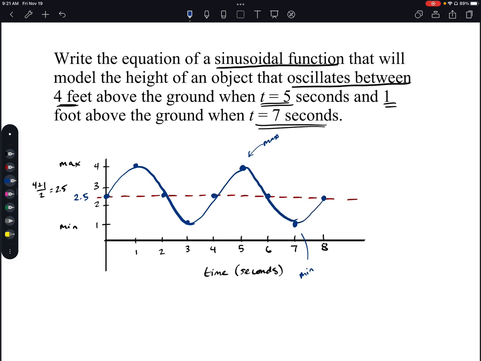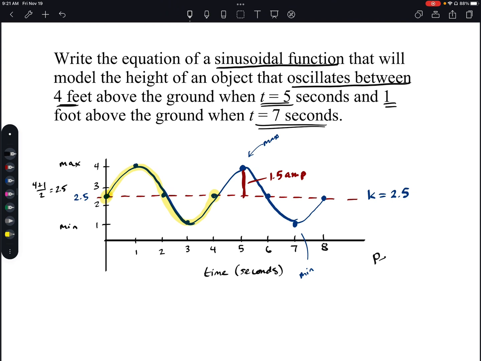Okay, so they want us to find the equation. Now that we've got a graph to look at, we can pull out the information that we need. So first of all, our k value is obviously going to be 2.5. Our a value would be the difference between 4 and 2.5, which is 1.5. And then we've got to look at our period length. Well, it looks like if we started right here and went through, we would end right here before we start repeating ourselves. So that looks like a distance of 4.